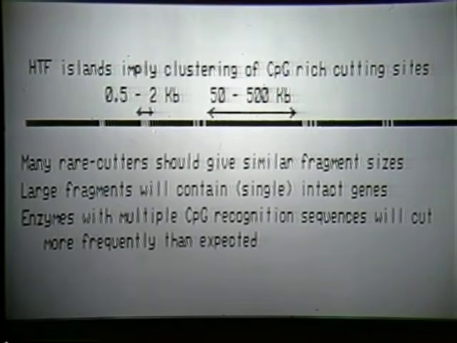And that tend to be next to housekeeping genes. That is, genes that are expressed in all tissues. So when we cut a mammalian genome with any one of these enzymes that recognizes CpG and is blocked by methylation, the only place that enzyme can cut is in one of these islands of CG-rich sites, and that is located next to a housekeeping gene.